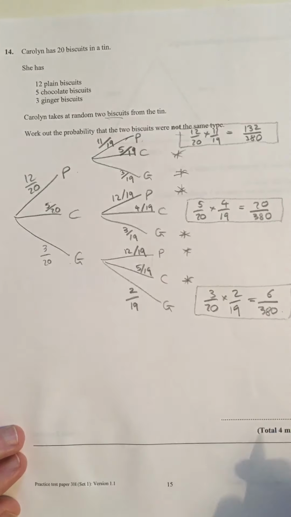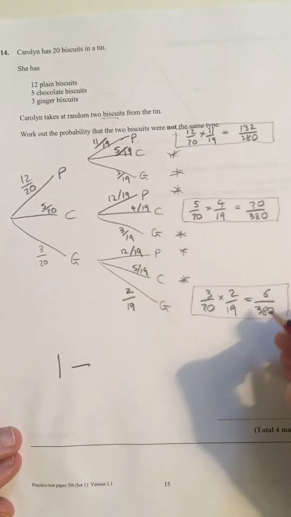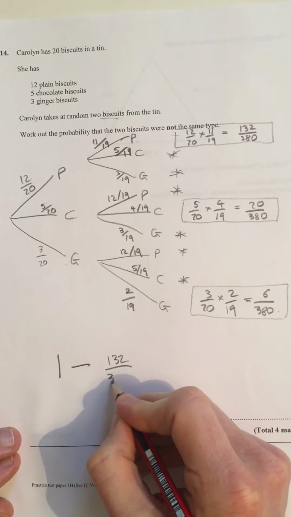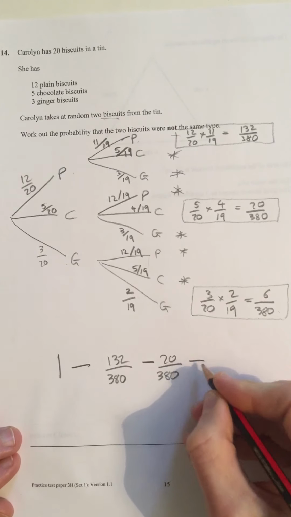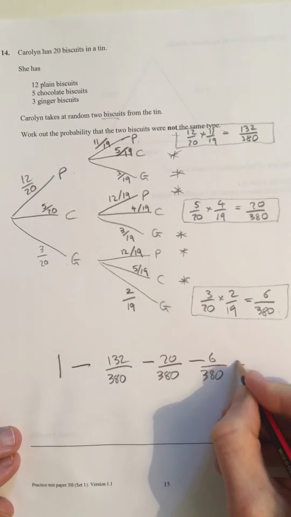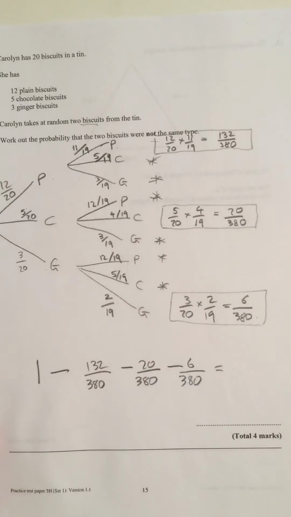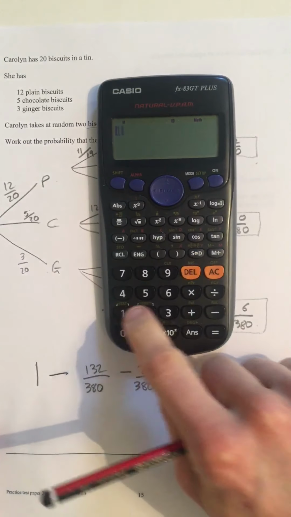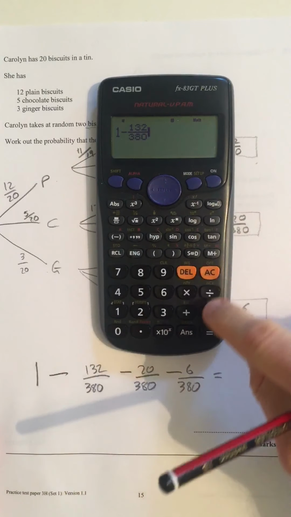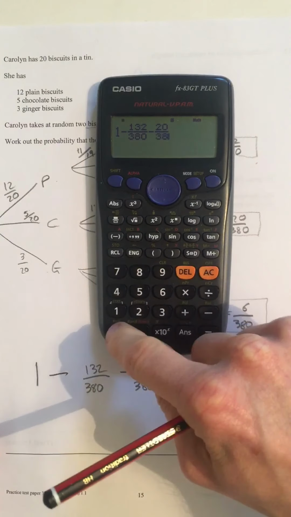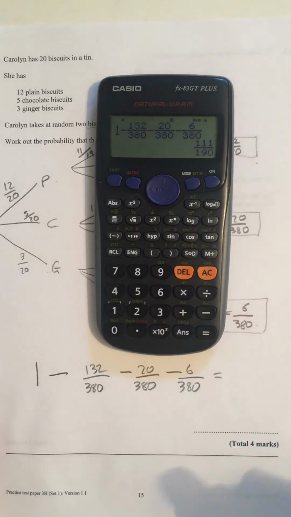And so like I say, now if I just do 1, because that's all of these together, take away these, so take away 132 out of 380, take away 20 out of 380, take away 6 out of 380, that will tell me the probability of all of these remaining ones, which are the ones where they were not the same type. So let's do that. There we go.